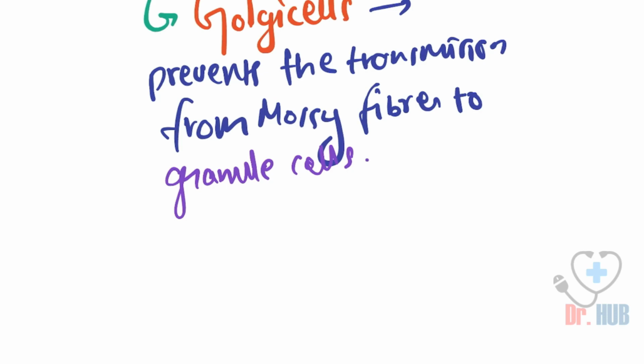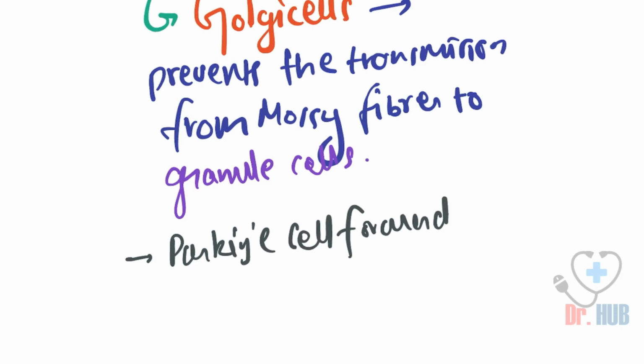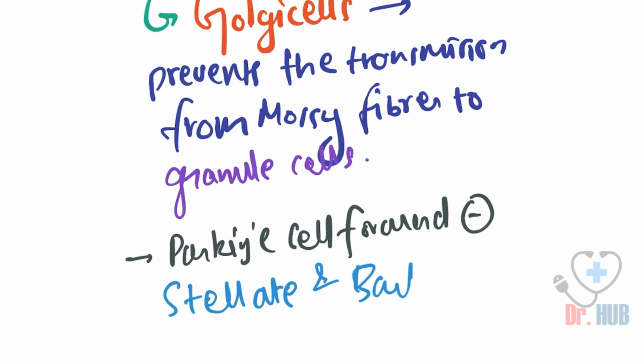Then we have the Purkinje cell forward inhibition. What is the Purkinje cell forward inhibition? It is done by the stellate and the basket cells.